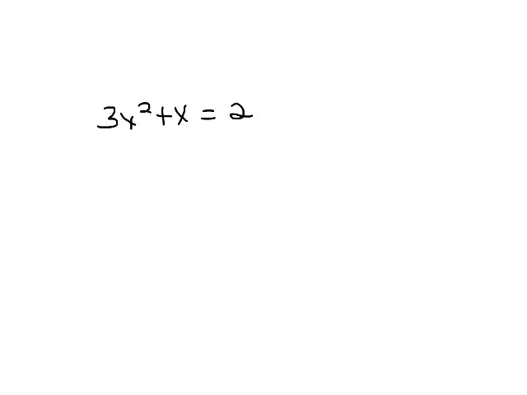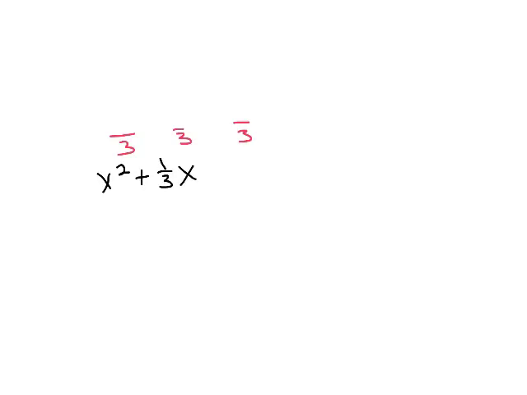The first thing I have to do is divide away the 3, so I have a coefficient of 1 in front of the x squared. This is a little bit more complicated just from a fraction standpoint. I have x squared plus 1/3 x, and that's equal to 2/3. But what this demonstrates is you can do this process regardless of what numbers you have. It works with fractions as well as whole numbers.